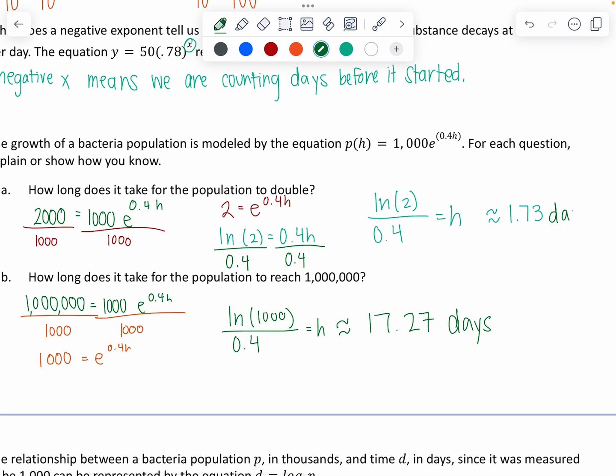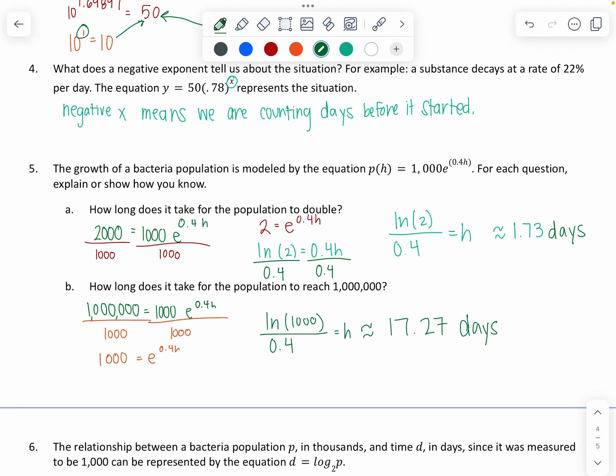It's always best to check to make sure that number makes sense for what you're finding. So in both of these questions, we're finding a how long, how many days or hours. I put hours just because it says h, but that's okay. How long, it makes sense that it's 1.73 of that.